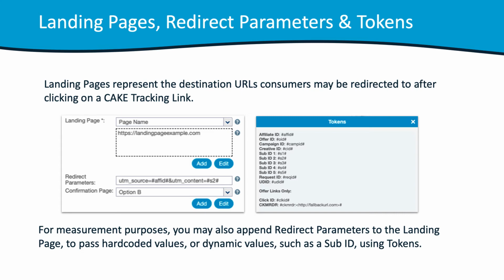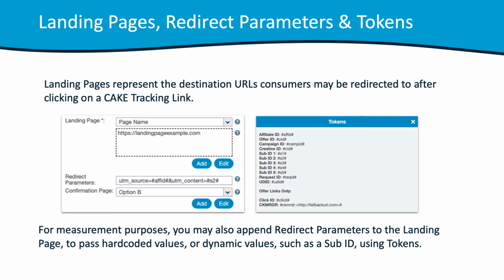Tokens can be applied to landing pages to dynamically pass values to your advertiser on each click. For measurement purposes, tracking parameters can also be appended to specific landing page URLs, or you can apply an offer level redirect parameter query string to be applied across all landing pages within the offer. The redirect parameters you include on the offer will often be determined by your advertiser, for example.